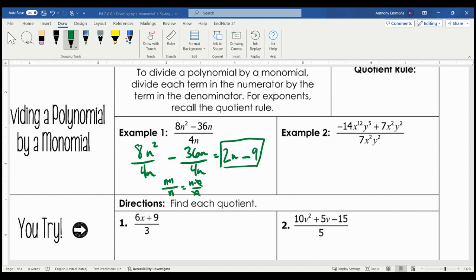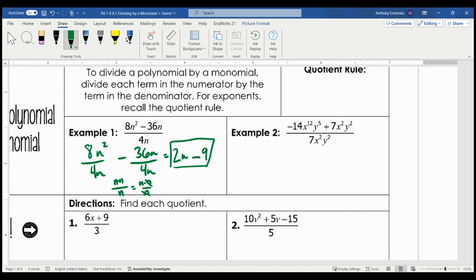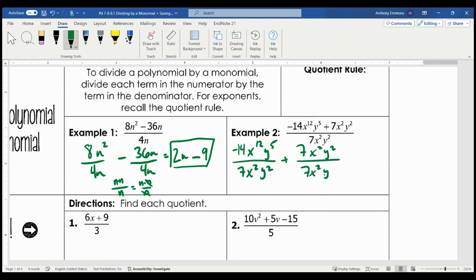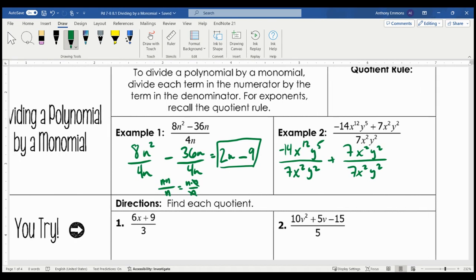In example 2, again, I think that first step is pivotal. We're going to take the first portion of the numerator, the first term, negative 14x to the 12th y to the 5th, and we're going to put that over the monomial denominator, 7x squared y squared, plus then 7x squared y squared divided by 7x squared y squared. And from here, we're just reducing those two fractions separately.